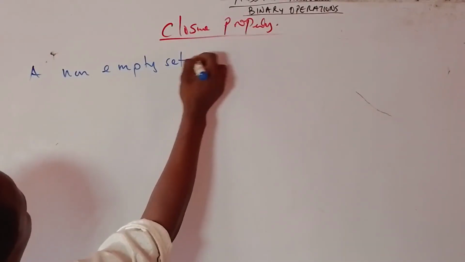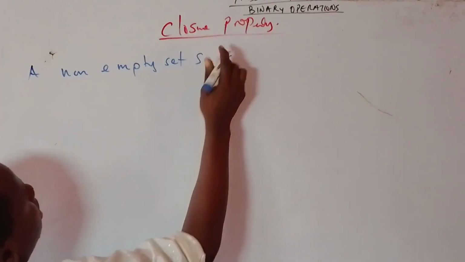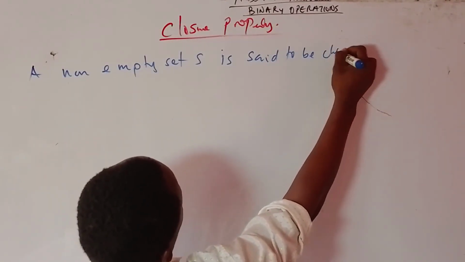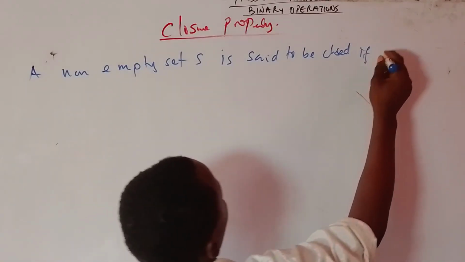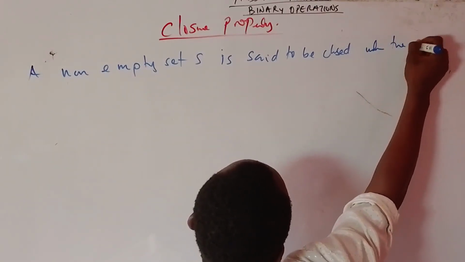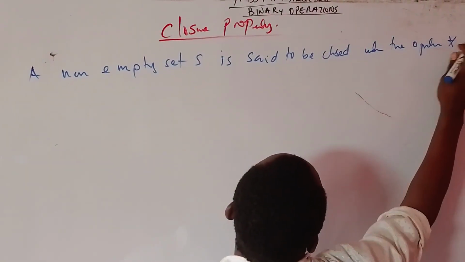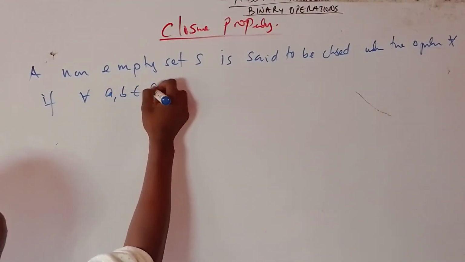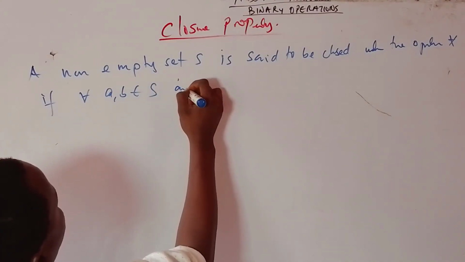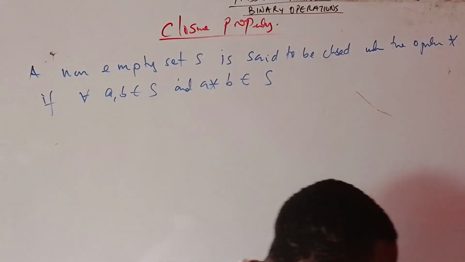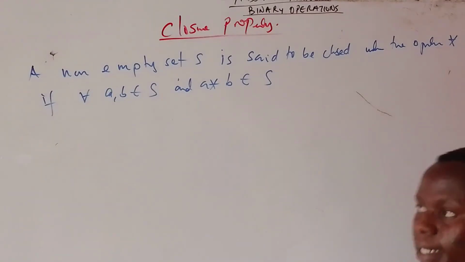A non-empty set S is said to be closed under the operation asterisk if for all a, b that are elements of S, a asterisk b is also an element of S.